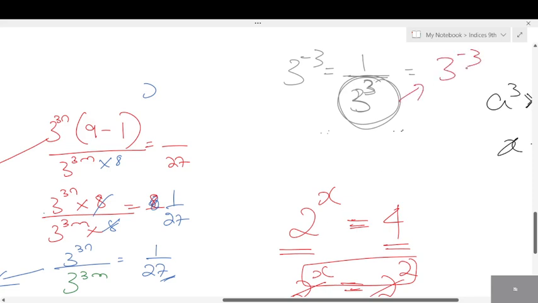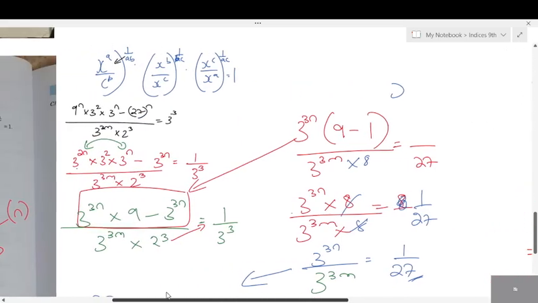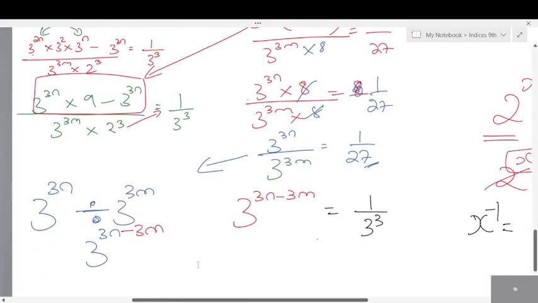Not multiply. The power becomes negative. See, that is what I'm using here. I'll keep 3 to the power of 3n minus 3m. I'll shift this. I want 3 to the power of root 3 to be negative. Can I write minus 3?